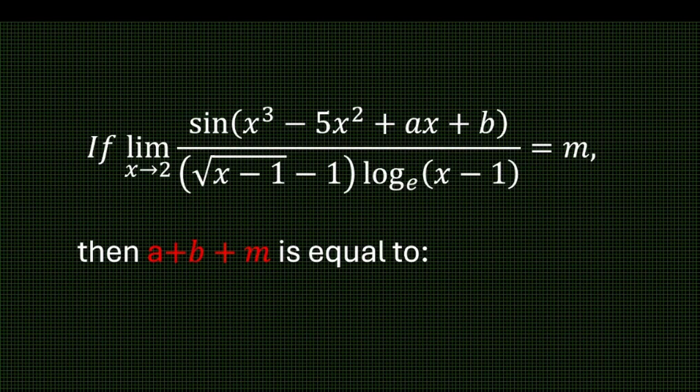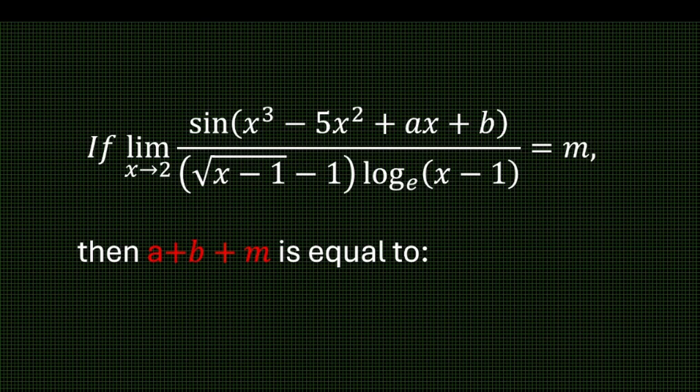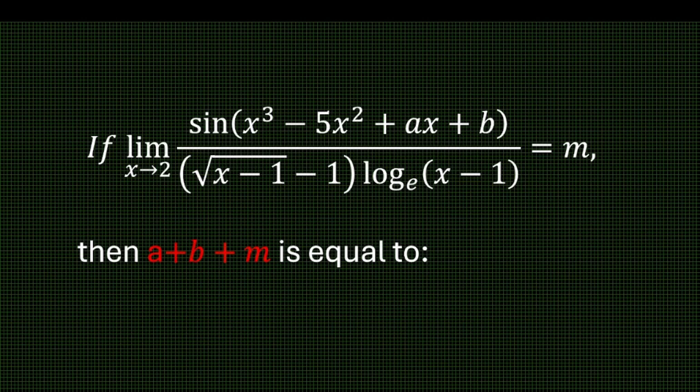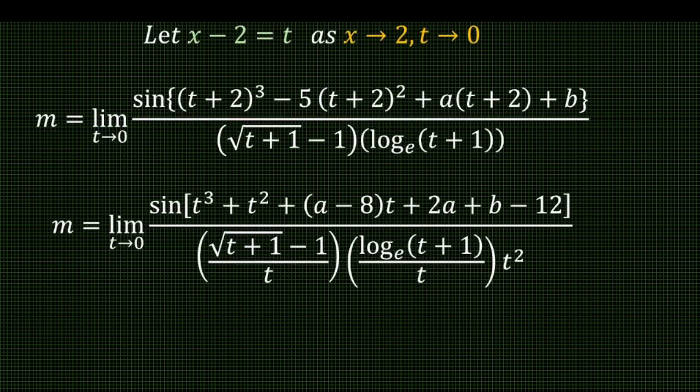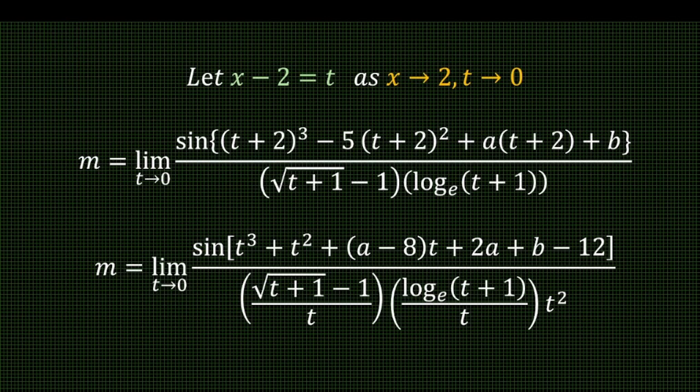जेई मेंस 26 के इस क्वेश्चन में एक फ्रैक्शन का लिमिट निकालना है. Look at this limit. Trigonometric functions, roots and log function, and unknowns a and b are mashed into one giant fraction. Rule number 1 of advanced limits: whenever your limit doesn't approach 0, make it approach 0. So let's substitute x minus 2 is equal to t.